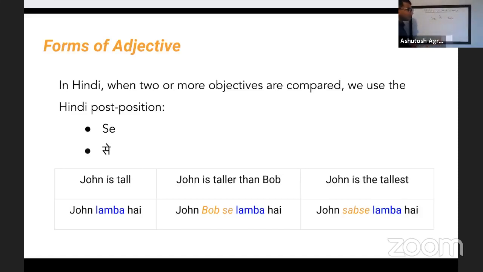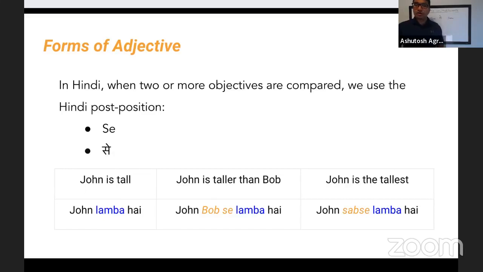Okay, I am from, let's say, India. मैं इंडिया से हूँ. आप कहाँ से हैं? Where are you from? Okay, but there are more use cases of "se". When there are two or more objects being compared, you also use this postposition "se". Okay, so an example that I said was John is tall.